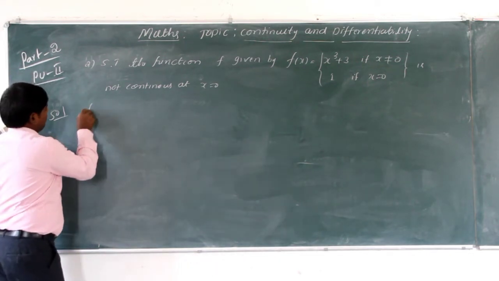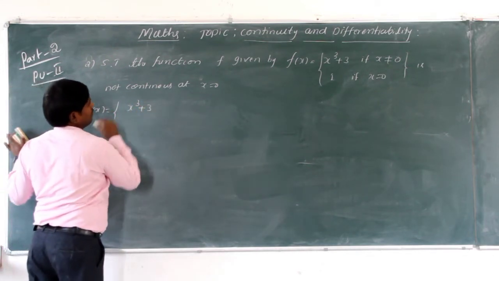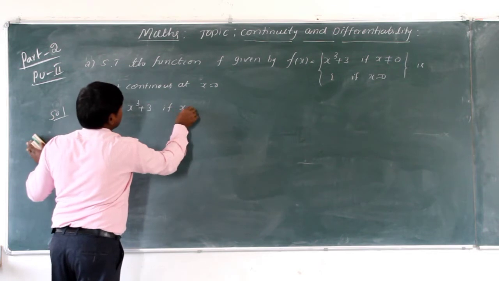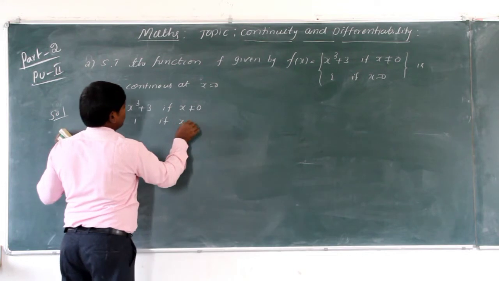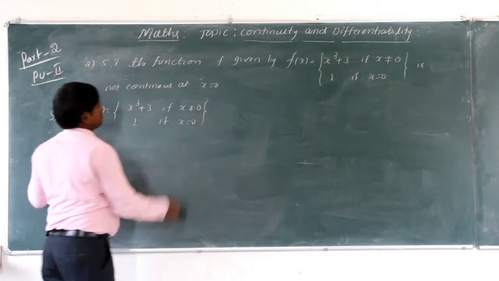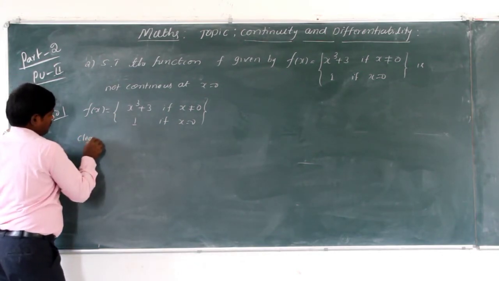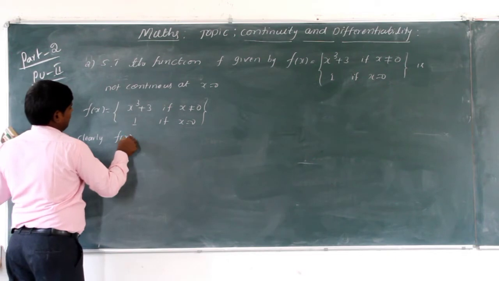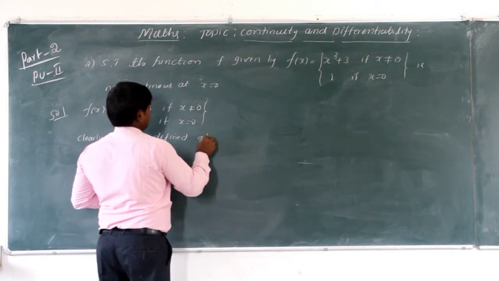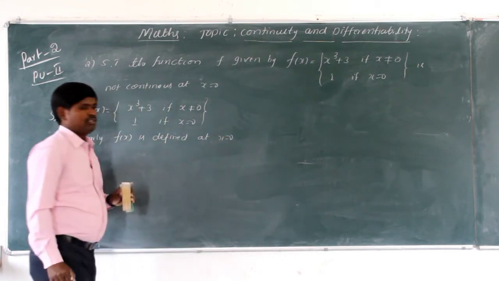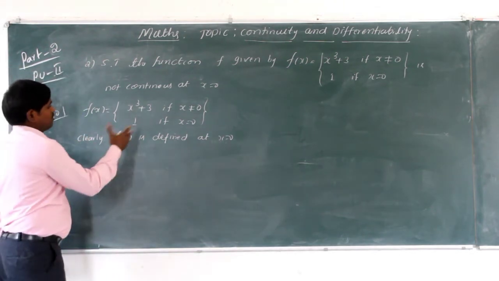Solution: the given function is f of x equal to x cube plus 3 if x is not equal to 0, and 1 if x is equal to 0. Clearly we observe that f of x is defined at x equal to 0. First we have to verify whether the function is defined or not. Yes, it is defined at x equal to 0.